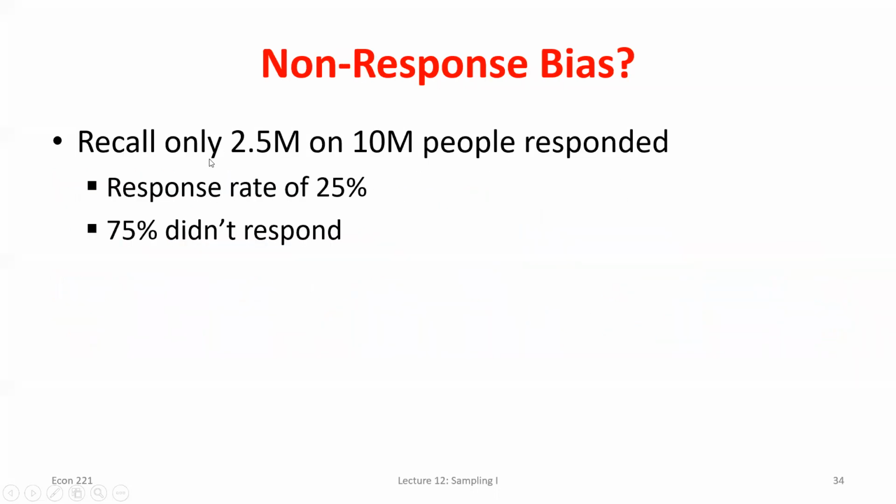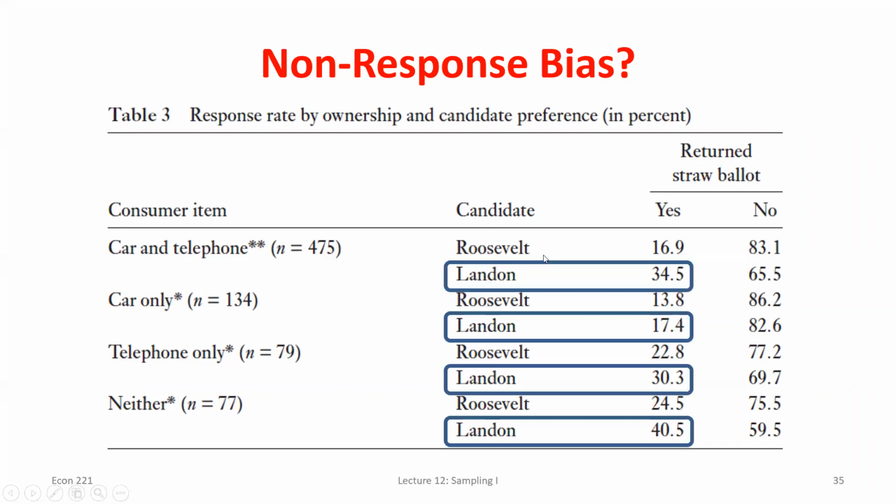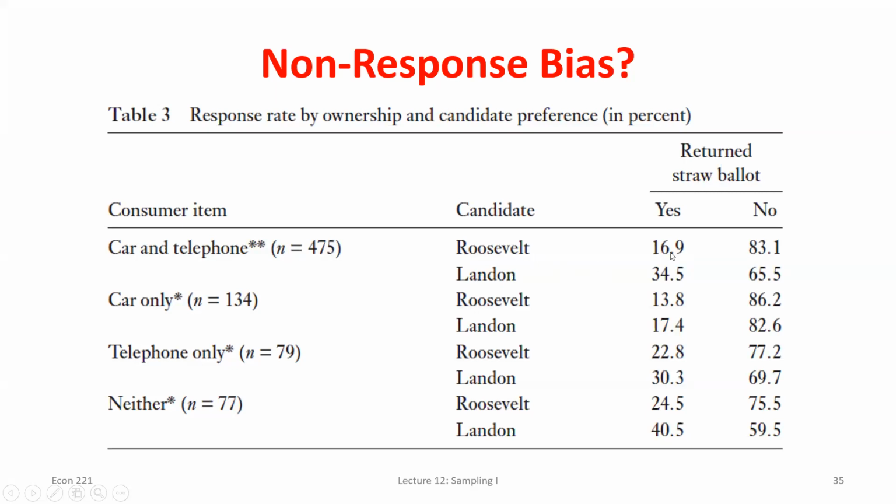What about this non-response bias? 75% of people didn't respond. What percent of the people that did respond were Republican, and what percent were Democrats? So they went back again and asked, if you owned a car and telephone, did you receive the survey and did you send it back? The people who ended up voting for Roosevelt, only 17% sent the survey back. For people who voted for Landon, only 35% sent it back.